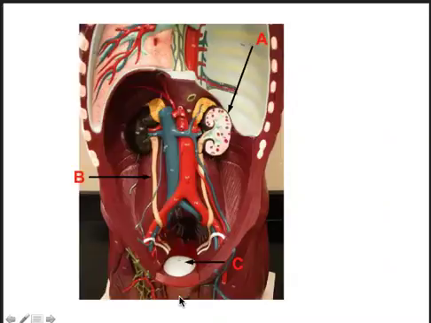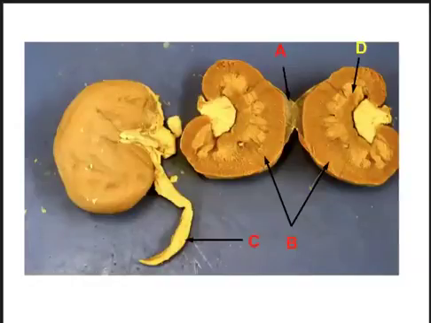Okay, this is an actual kidney, and what they've done here is they've shown you a full kidney, and they've cut a kidney in half for you to see. And what A is pointing to, this is capsule. See this sort of cellophane-like wrap that surrounds the outside of the kidney. That's capsule. B is pointing to cortex.